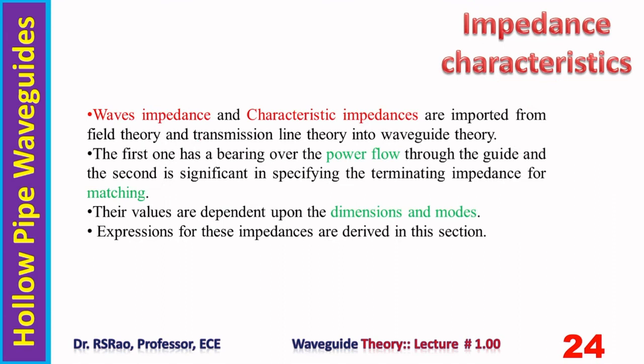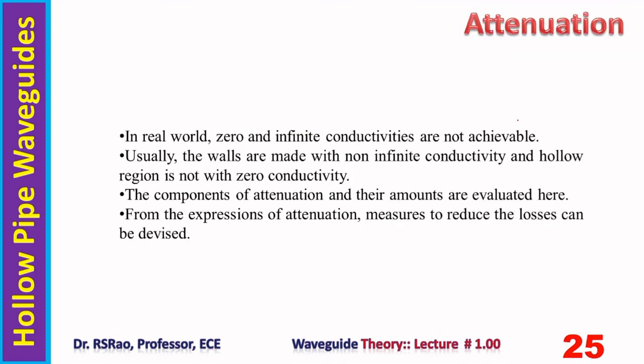Two types of impedances are encountered in the theory of waveguides. One is wave impedance, another is characteristic impedance. The first one is useful in computing power flow through the guide, whereas the second one is useful for providing impedance matching. Their values depend upon dimensions and modes. Now expressions and all that are derived under impedance characteristics.